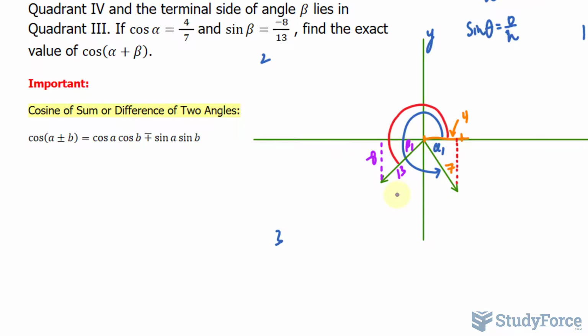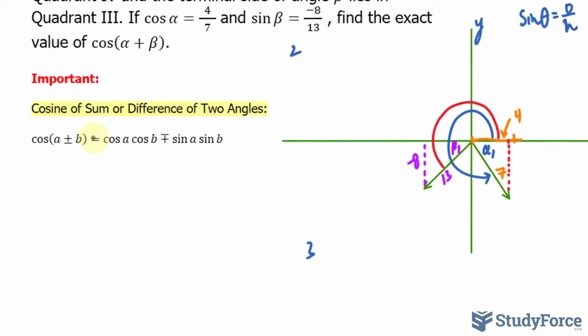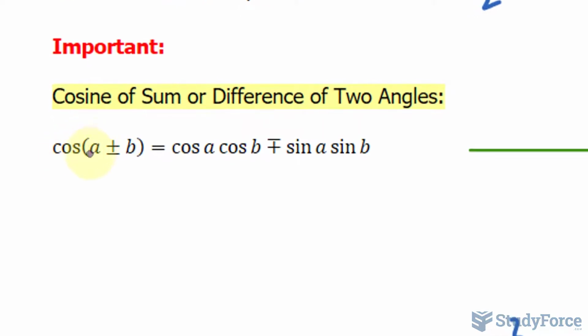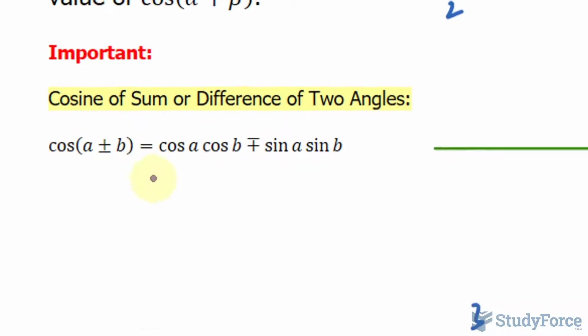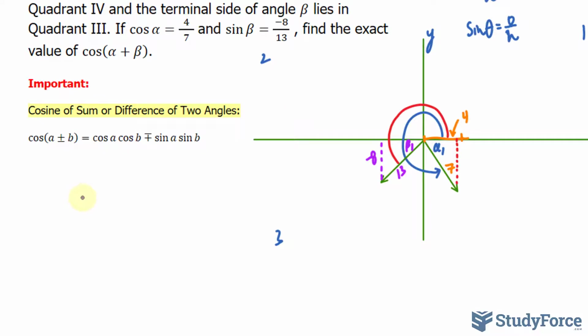Okay, we need to find the exact value of cosine alpha plus beta, and the relationship is shown underneath. If it's alpha plus beta, then we use minus in between these two terms. If they were asking for alpha minus beta, then we would use positive. So let me write down the correct relationship. Cosine alpha plus beta is equal to cosine alpha cosine beta minus sine alpha sine beta.